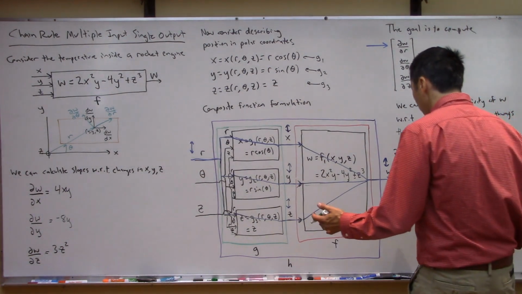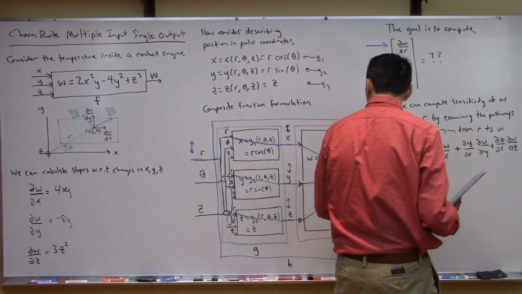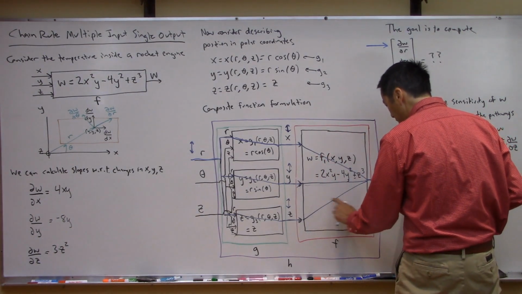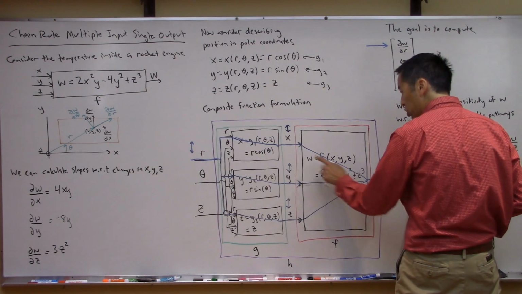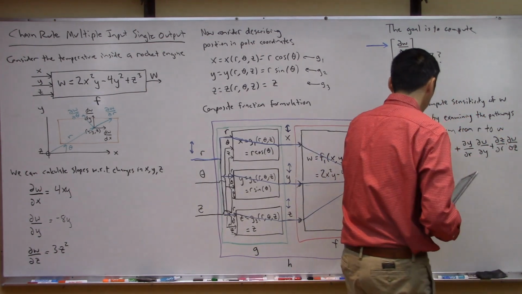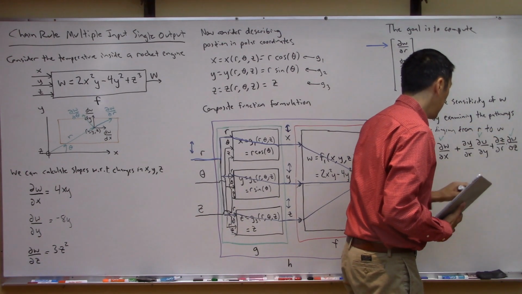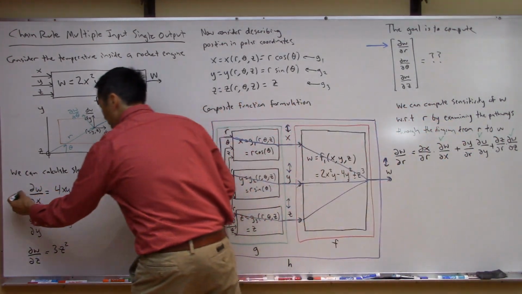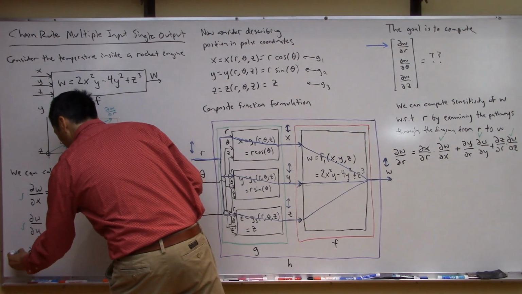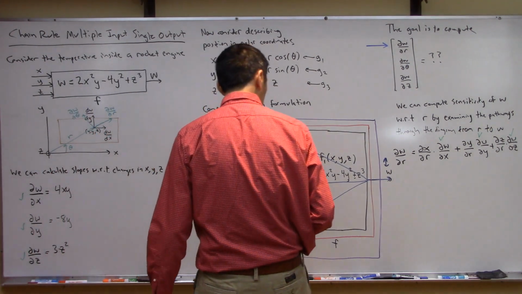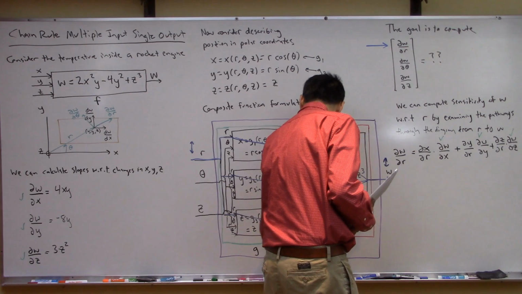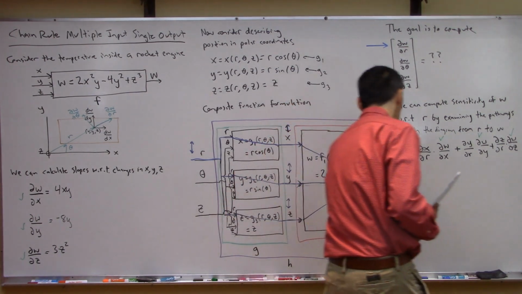All right, so let's go shopping for some of these terms. In fact, we already have 3 of them. All of these sensitivities here, how w changes with x, y, and z. So that's dw dx, dw dy, dw dz. We already got these. We did this over here. Check, check, check. 3 of those. So all we need now are these other 3.